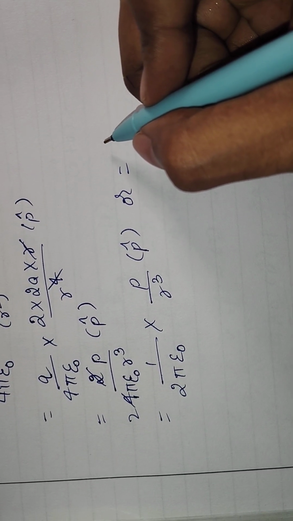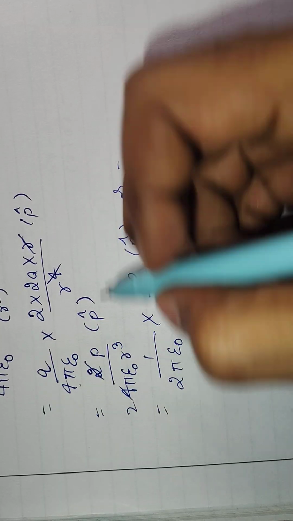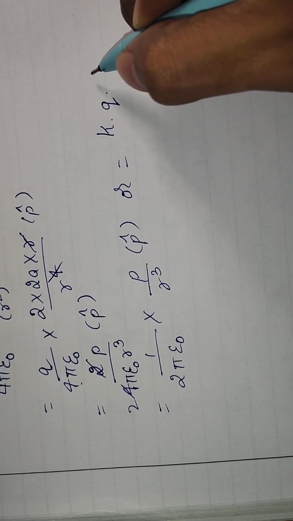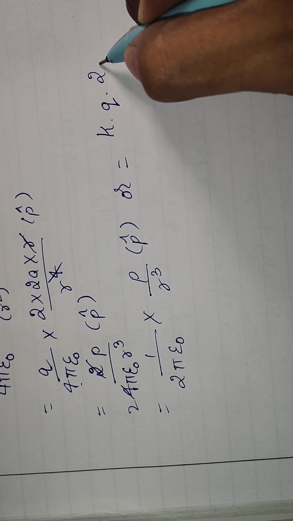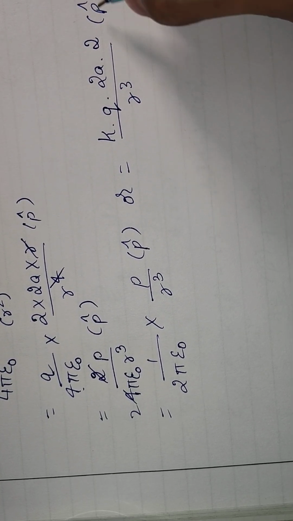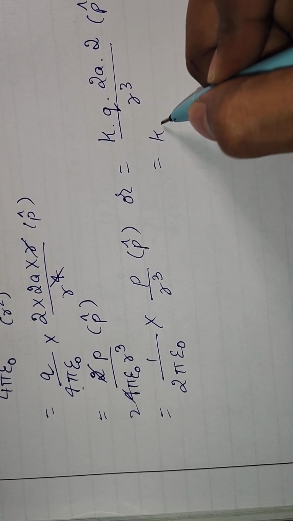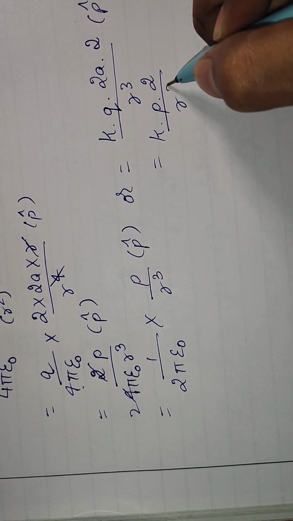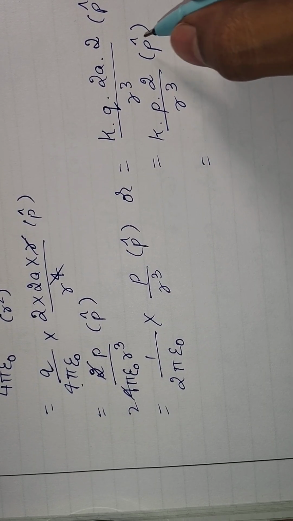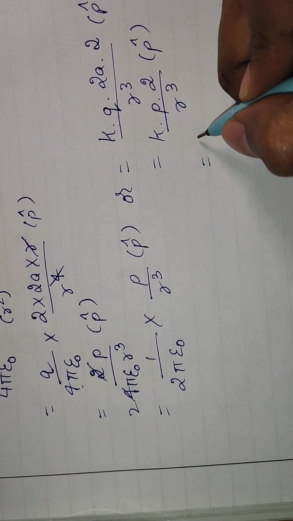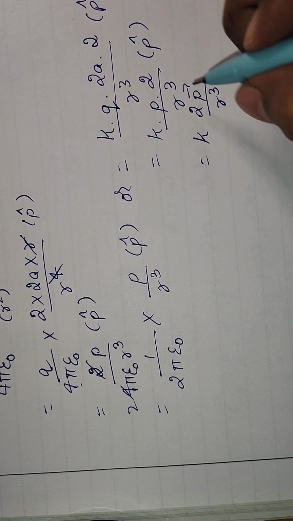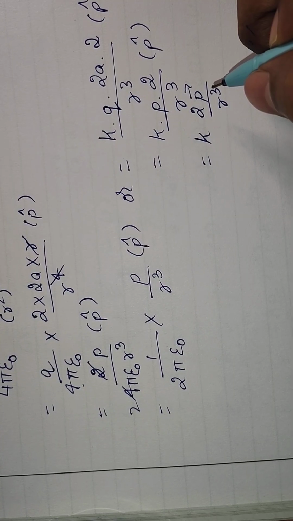Or you can write it in terms of k, 1 by 4 pi epsilon naught, substitute as k, into q into 2a into 2 divided by r cube p cap. This q into 2a you can write as k into p into 2 by r cube into p cap, or if you ignore this, you can include the electric dipole moment vector here itself. So you can write it as k 2p vector by r cube. This p vector now indicates the direction of dipole moment.